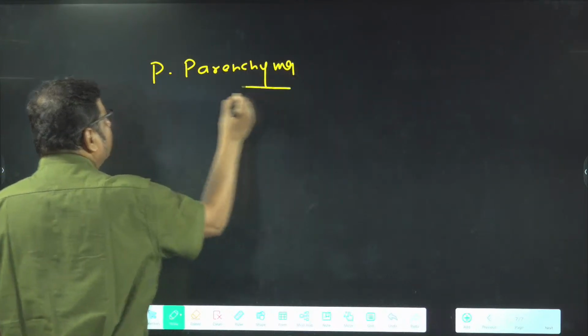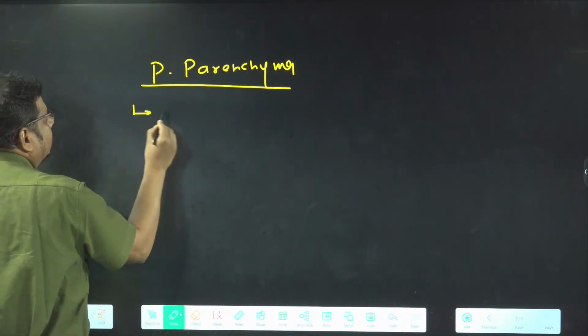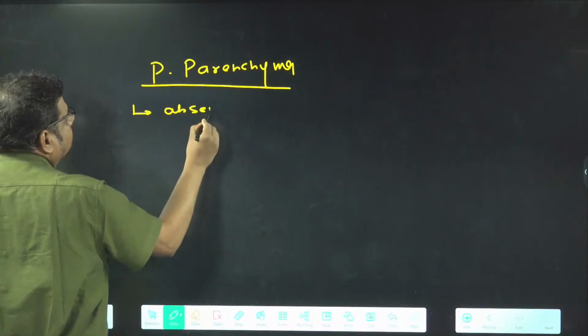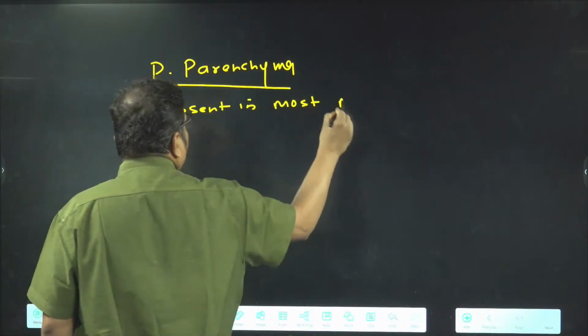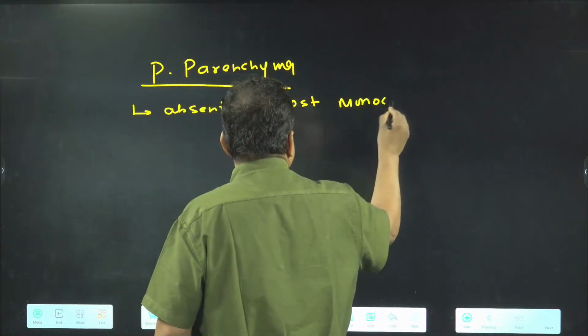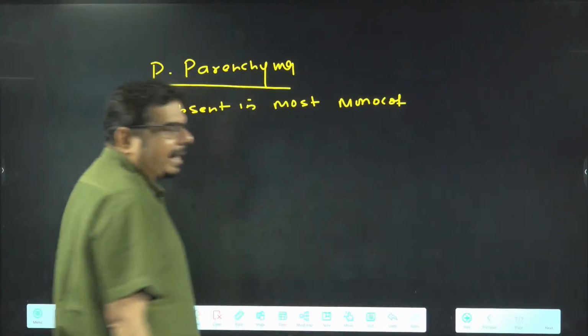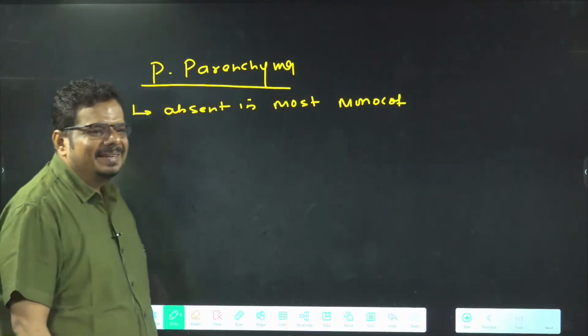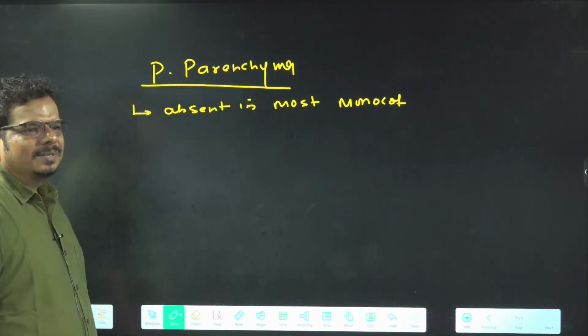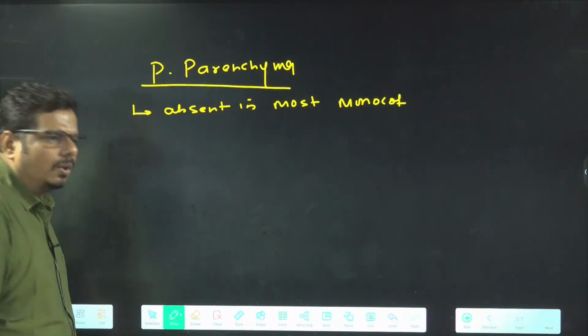What is the most important question going to be asked from here? Absent in most monocots. It is that much important. I wrote it two times, and I am expecting you will not make a mistake if it is going to be asked in the exam. Is it all right? Okay. So this is which one? Phloem parenchyma, absent in most monocots.